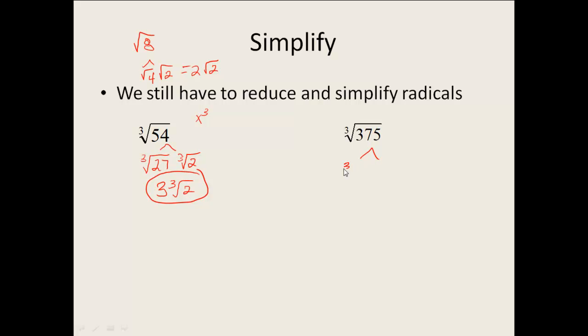When I go through my little cheat sheet, I see that 125 is the biggest thing I can divide into 375. When I do that, I have 125 and 3, so the cubed root of 125, cubed root of 3, break that down. The cubed root of 125 is just a plain 5. Cubed root of 3 just stays the cubed root of 3. So we still have to simplify the radicals even when they're not square roots.